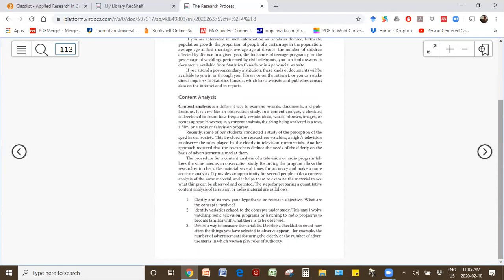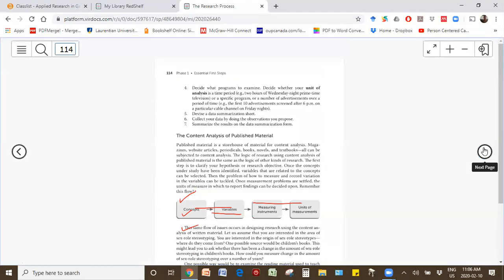You can do it different ways. You can look at the context in which an article was written. You can look at popular themes that come out of reading different types of publications, and so on. But again, the steps always tend to be the same. You always have to clarify and narrow your research objective and hypothesis. What are the concepts involved? You have to identify the variables that you're measuring for, because otherwise you don't know what you're reading to identify, right? Again, you have to devise a way to measure variables. So it's not very different from the standard research process at all.